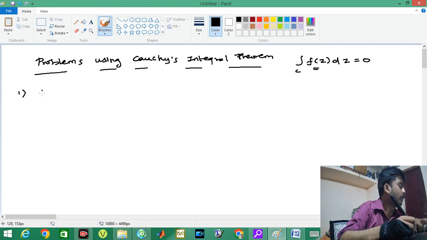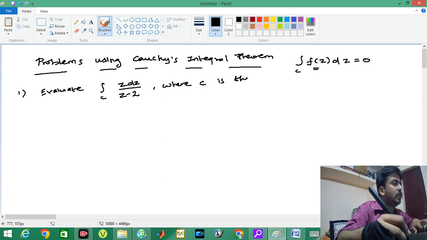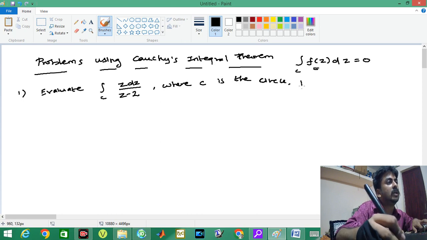The first problem is: evaluate the integral over C of z dz divided by z minus 2, where C is the circle given by modulus of z equal to 1.